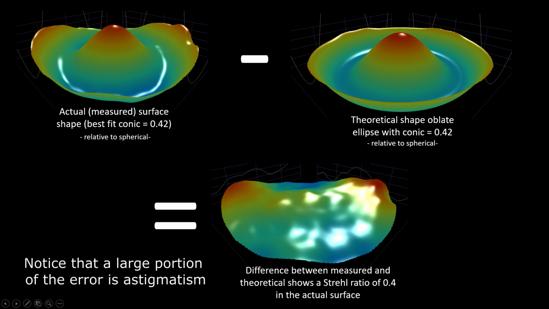And this error can be specified by the Strehl ratio. A Strehl ratio is a measure to describe how good an optic is compared to the theoretical value. Basically, a Strehl of 1 means perfect and 0 means total trash. So the Strehl ratio for this particular example is only 0.4, which is not that great.